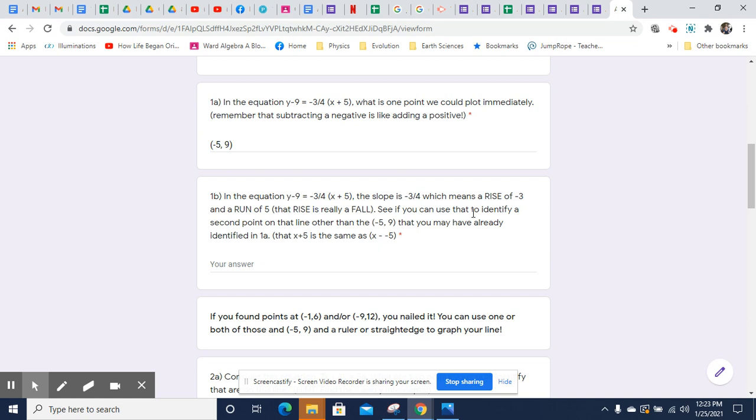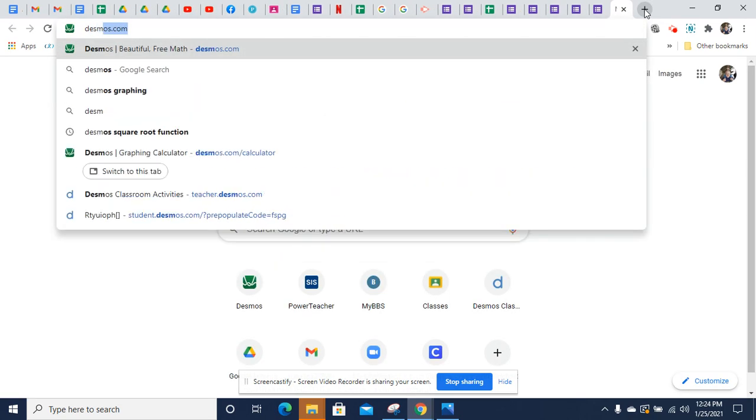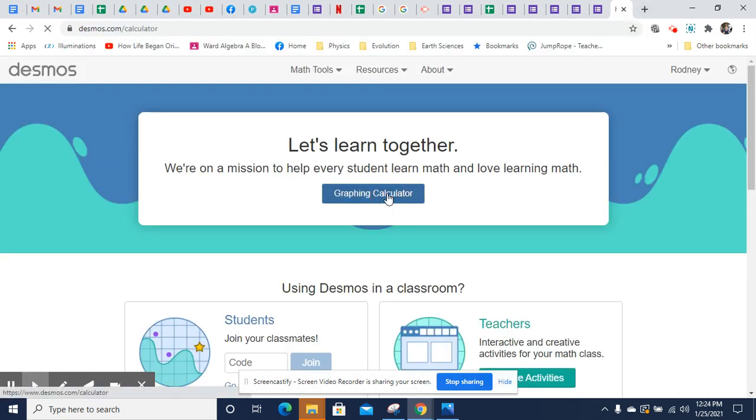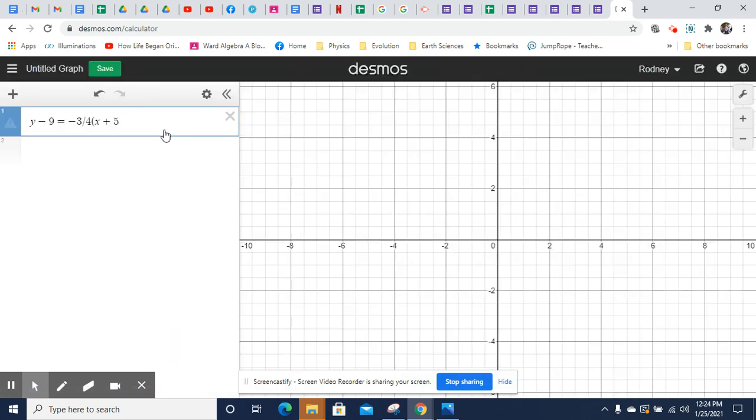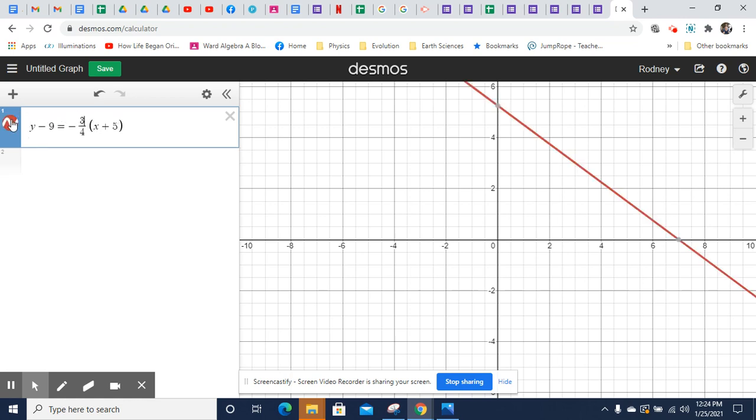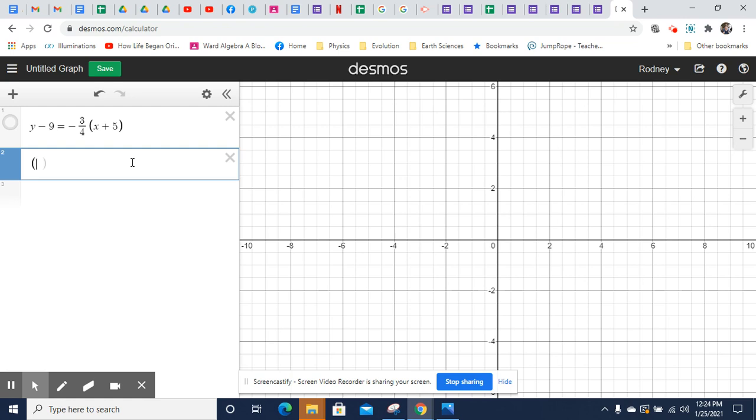So let's see if we can identify a second point on the line. And I think the thing to do for that is to actually go over here into Desmosland. Clearly, it objects to something I've done here. Call that negative 3/4. Maybe it'll be happy now. No, it doesn't like my parentheses. That's what it doesn't like. There. Okay, so we know that there's going to be a point at negative 5, comma 9.